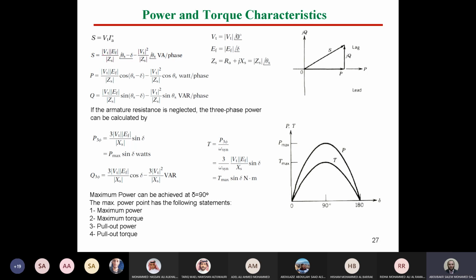So S equals V. I believe the time is due now. So we can continue in this slide next class, inshallah, because it's 11:50 now. Any question?